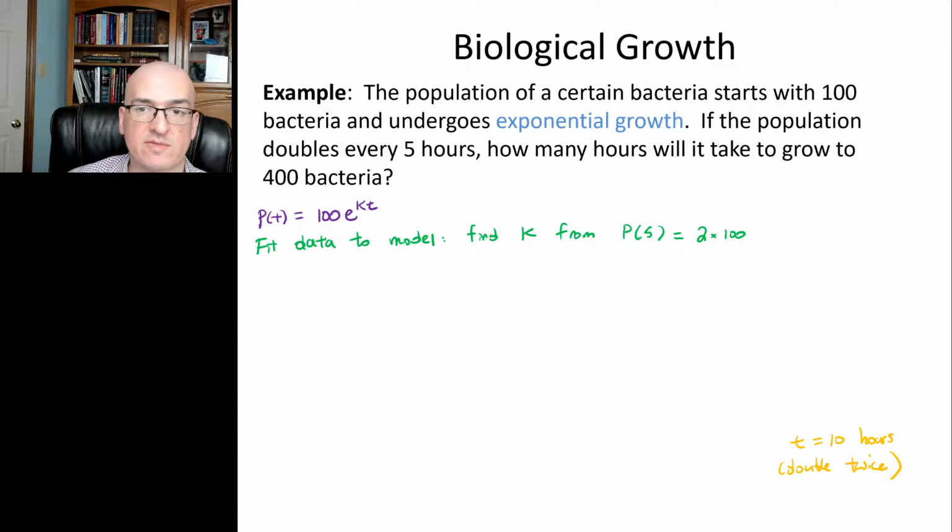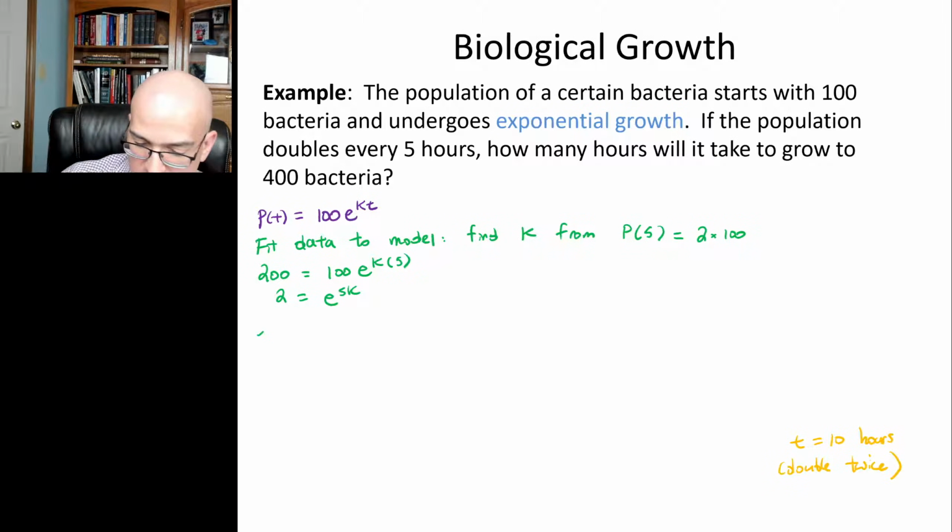So how do you double something? You multiply it by 2. So 200 is equal to 100 times e to the k times 5. So 2 is equal to e to the 5k. I'm going to take a ln of both sides. Ln of 2 is the ln of e to the 5k, since we're trying to get k out by itself. Cancellation law. Ln of 2 is equal to 5k. And then divide both sides by 5. K is equal to 1 over 5 times the ln of 2.